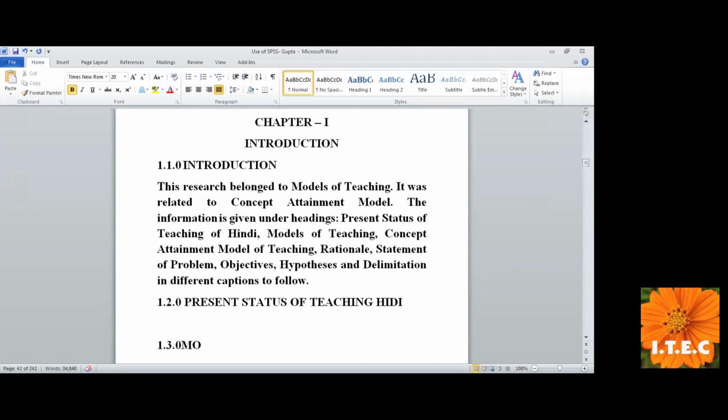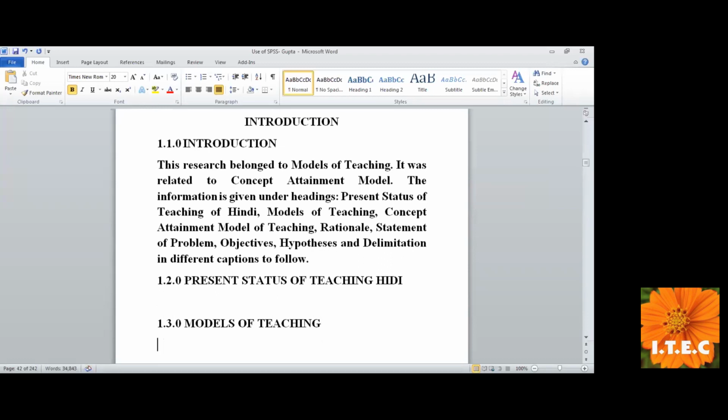Next will be models of teaching. So you can talk about what is a model of teaching, what are the various families of the models of teaching, and then the concept attainment belongs to which family, and why the concept attainment model was chosen for this particular research. So this will come under 1.3.0.